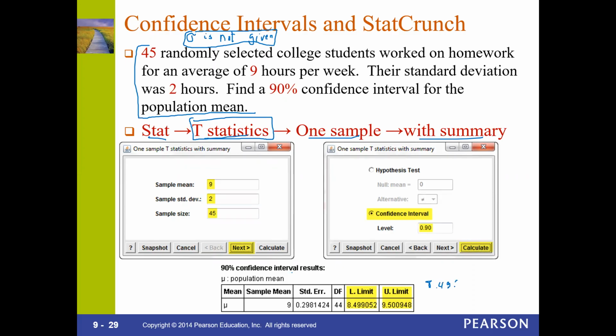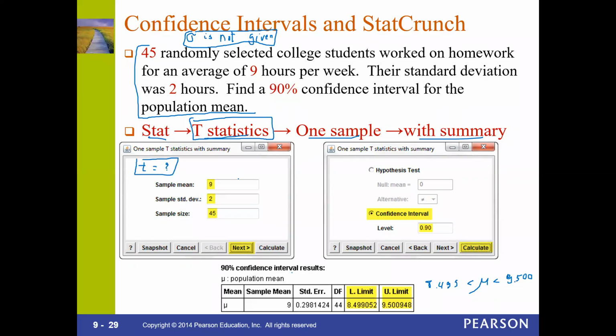As you can see, just like we said before, mu is between 8.49499 and 9.5, so you got the same result. Because I'm doing StatCrunch, I don't need to worry too much about the real value for T, but I can find it. That's why I'll show you next time. And if it was a Z, then I just have to put normal. So that's why we need to remember.